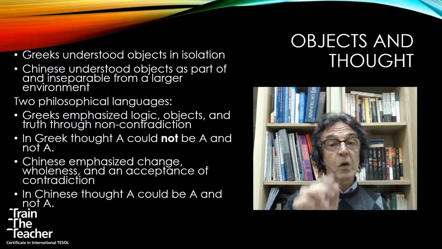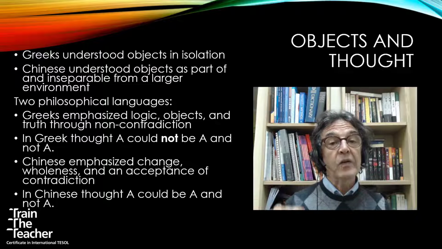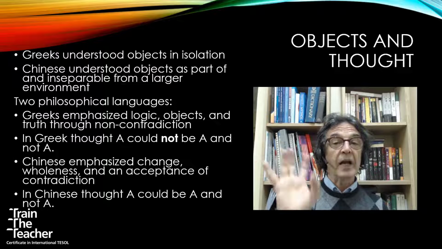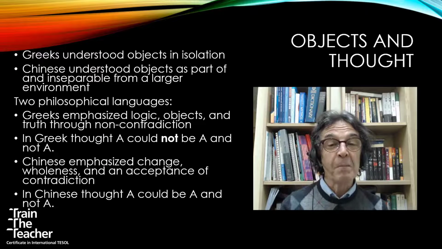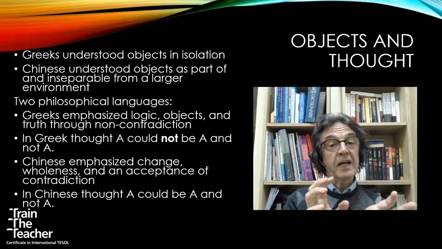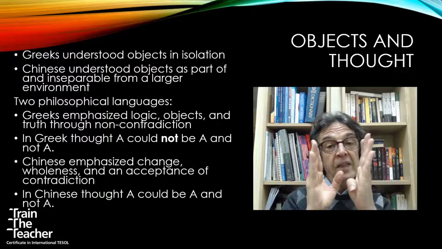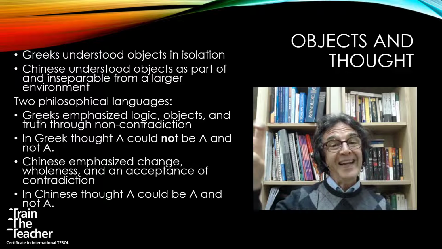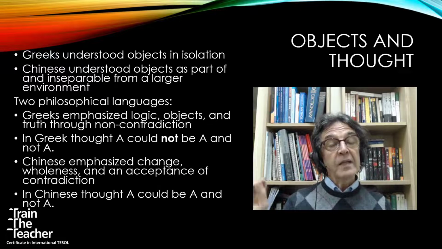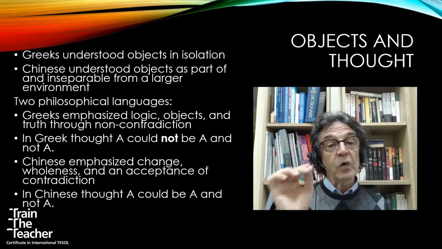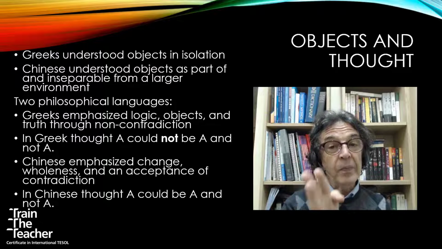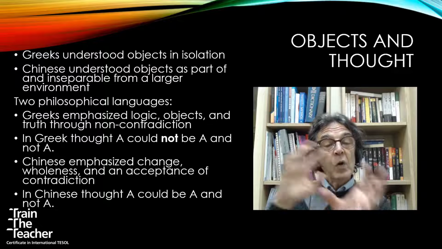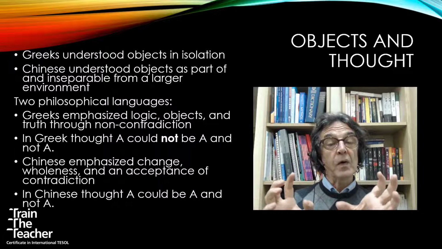So something could not be A and not A. So something could not be a cat and not a cat. To the Greeks, that was like, oh, that cannot happen. And very interestingly, that meant that the identity was singular and defined. But in an East Asian worldview, something can be A or not A depending on the context. So quite a radically different view of things.